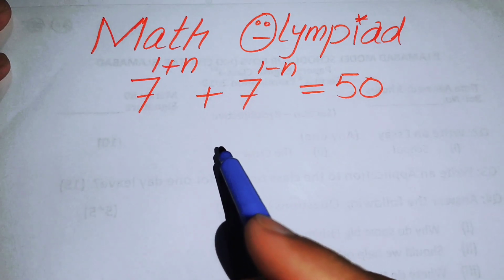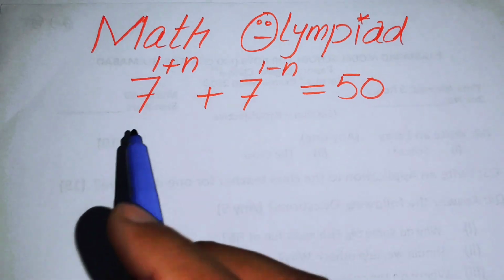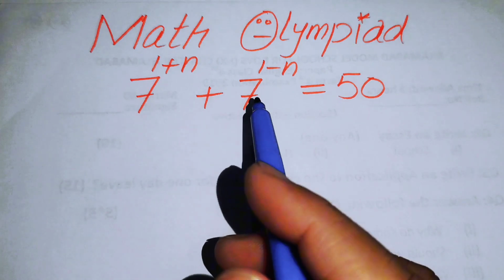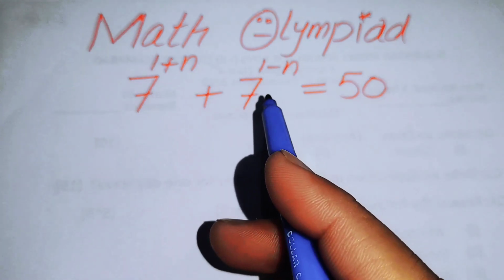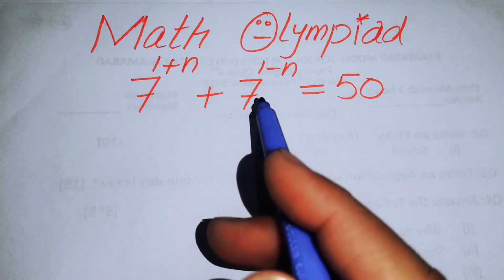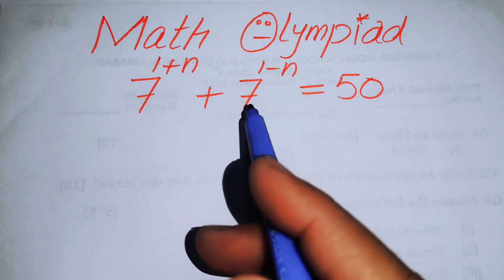In this video we are going to solve this nice algebra problem, and here we have 7 to the power of 1 plus n plus 7 to the power of 1 minus n equals 50, and we will solve this problem for the real values of n.